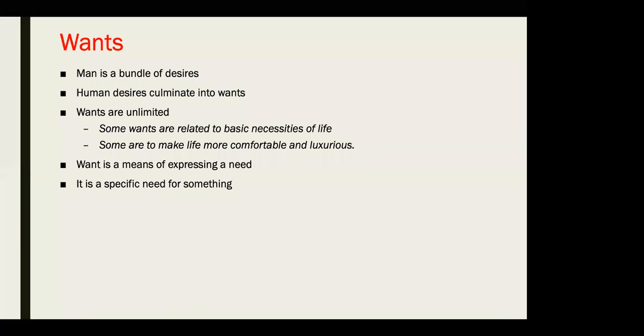And these are some basic concepts which you would have read in most of the books. So, wants and the classification of goods. I'm not going to barge upon these things as you have already read them in books. Wants are for a man a bundle of desires. Human desires culminate into wants. Wants are unlimited and they are classified into necessities, comfortables, and luxuries. Want is a means of expressing a need. It is a specific need for something.